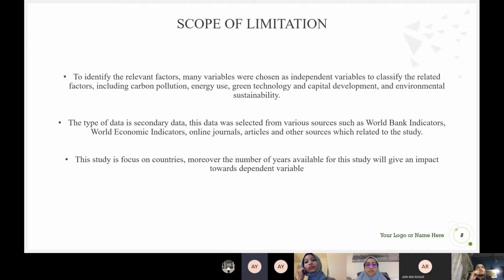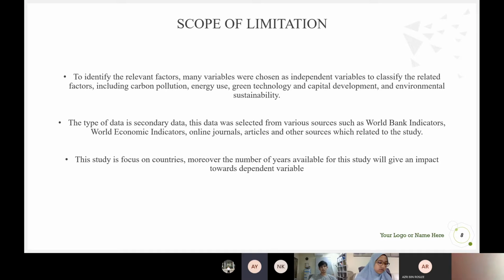Assalamualaikum. Good evening. My name is Shamim. Scope and limitation of study. The purpose of this study is to examine the relationship between carbon emission, energy consumption, green technology, capital formation, environmental sustainability, and economic growth in country. To identify the relevant factors, many variables were chosen as independent variables to classify the related factors, including carbon pollution, energy use, green technology, capital development and environmental sustainability.